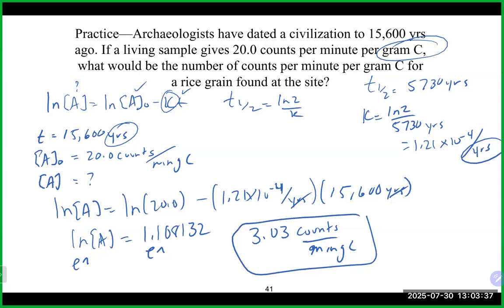This is our older rice that was found there from a while back. It has given off less radioactive decay than obviously our living one. So again, you shouldn't end up with more than 20 in this situation. Otherwise, you're going in the wrong direction in this particular case. Any questions on that there? Yeah.